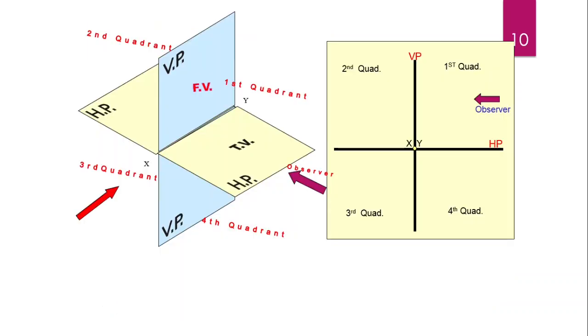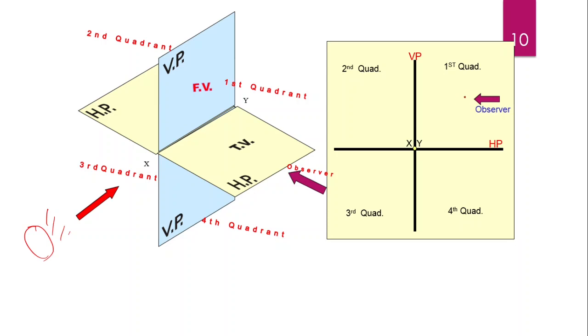Then these are the different quadrants. Here this is first quadrant, this is second quadrant, this is third quadrant, and this one fourth quadrant. Then this is the coordinate system view. Coordinate system view means here the observer is at this particular side. Then the observer can view that XY line as a point, and the observer can see the horizontal plane as a straight line, then the vertical plane as again a straight line.